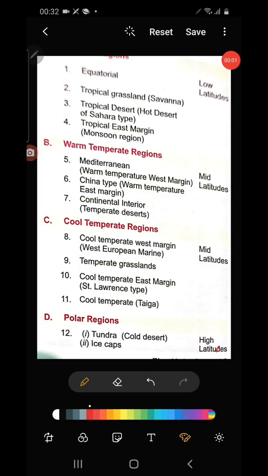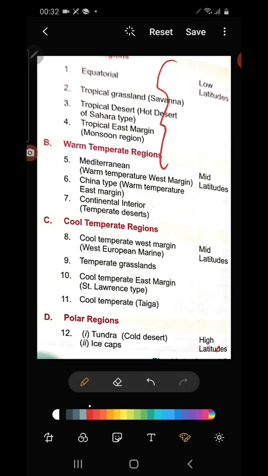Now let us begin the task of doing the map work on natural regions. Which are the important natural regions we discussed in the last video? The tropical region, which lies between 30 degrees north and 30 degrees south latitude.